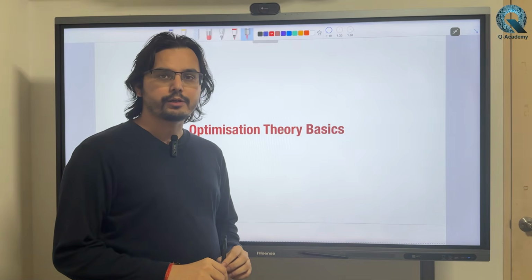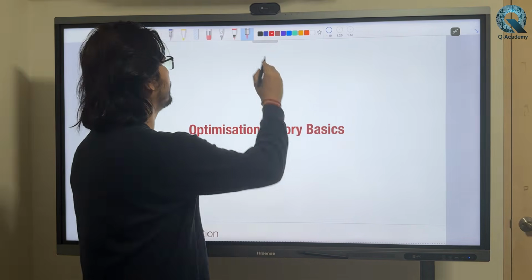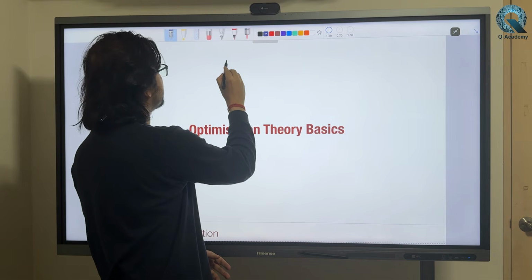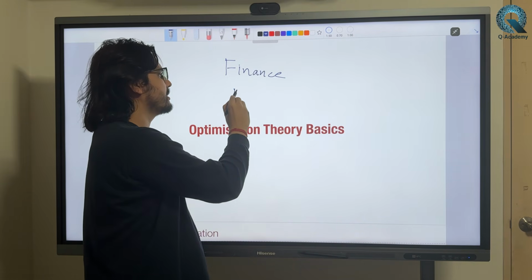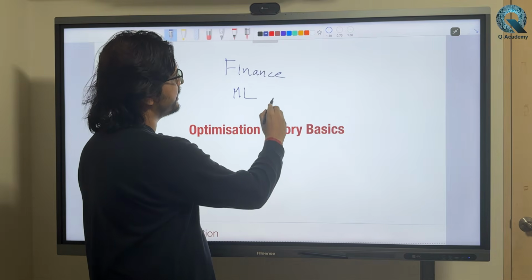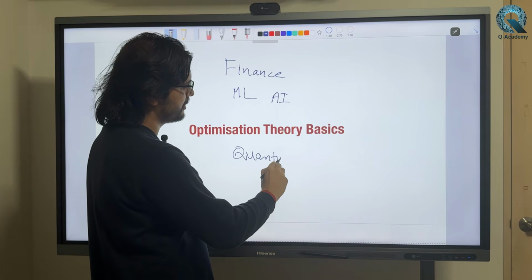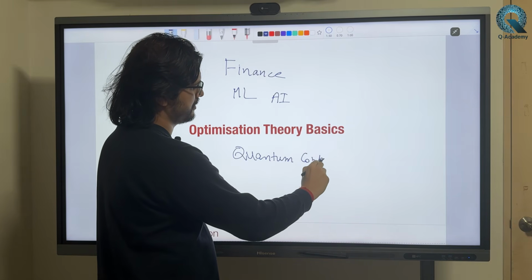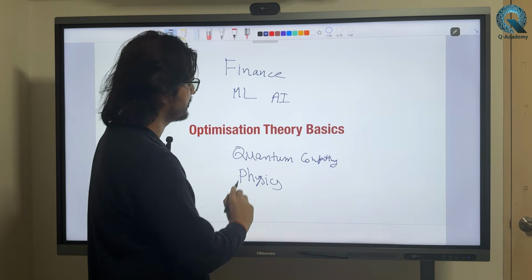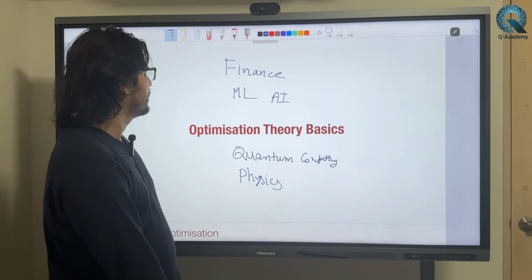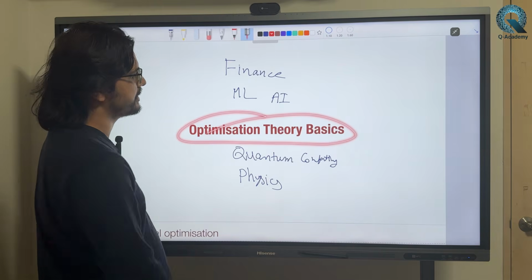Optimization theory is an important area of study. If you are interested in topics like finance, or machine learning, or AI, or quantum computing, or in general physics. So if you are interested in these topics, optimization theory is very important and relevant. It's an important area of research.